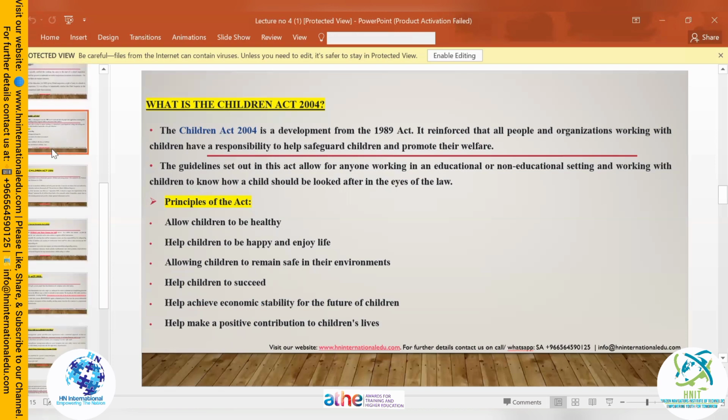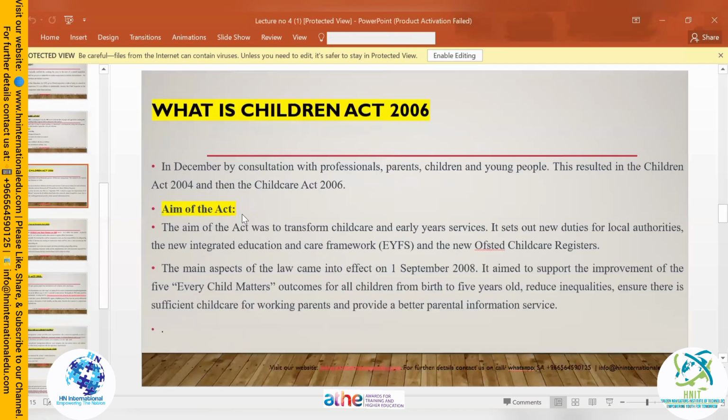And the next one is the Children Act 2006. Some amendments were made to the Children Act 2004, and a new law was recognized, called the Children Act 2006. Basically, this act works on the same principle as the previous one, but some amendments were made. The aim of the act was amended, and the new aim was to transform childcare and early years services.